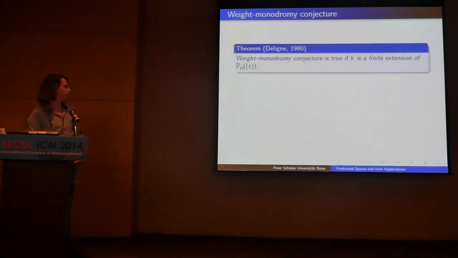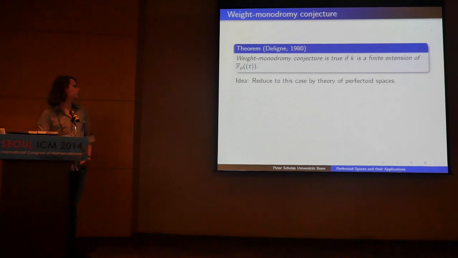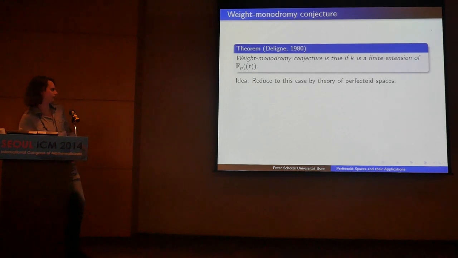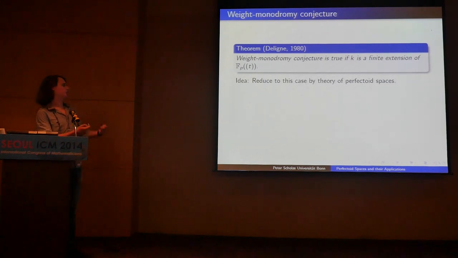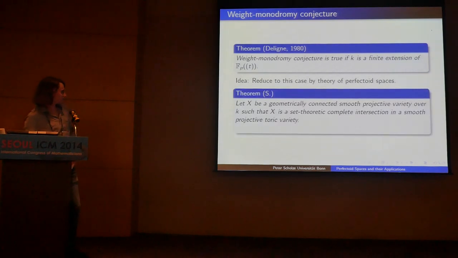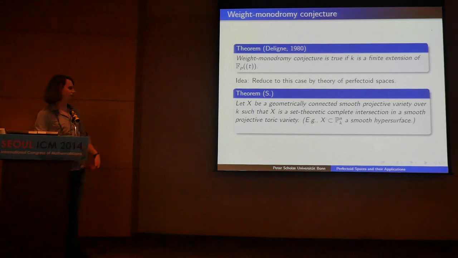And what Deligne proved in his Weil 2 paper in 1980, in particular, is that this conjecture is true if K is a finite extension of the Laurent series field. And so what I was originally trying to do with perfectoid spaces is to deduce the similar result over Q_p by using perfectoid spaces to somehow switch between the characteristics. And in some situations this works, so that's quite a mouthful, what's written there. Essentially it says that X is a complete intersection in a toric variety. For example, a smooth hypersurface in projective space, which is already a new case. So in this case, the weight monodromy conjecture is true.